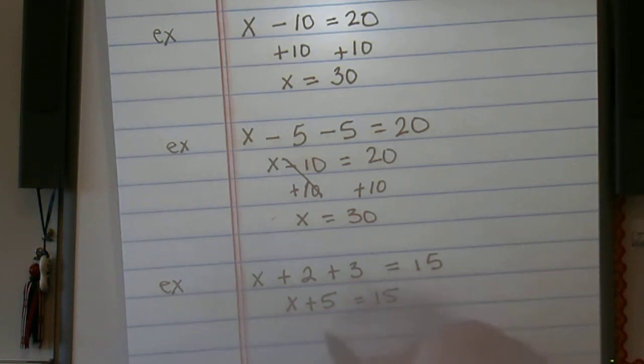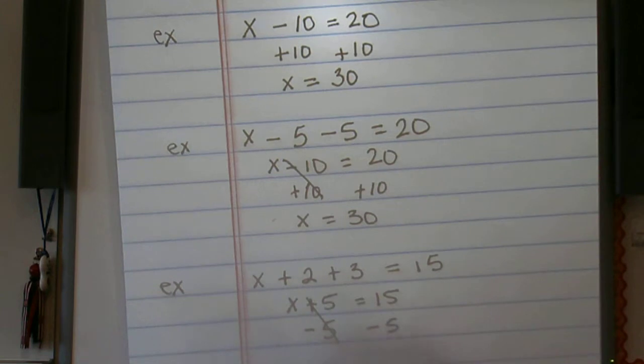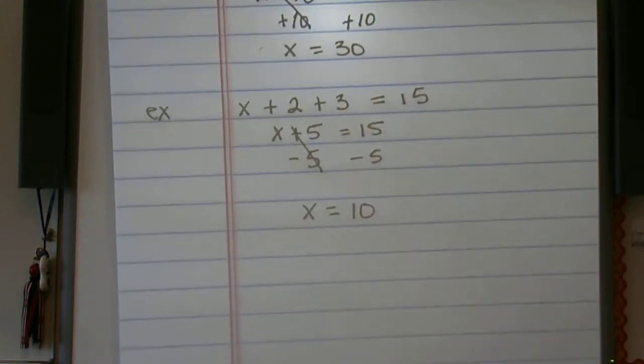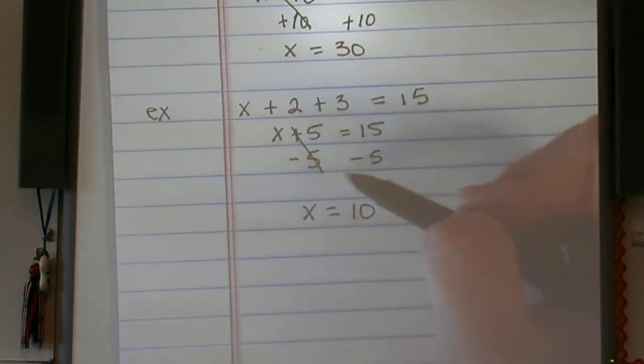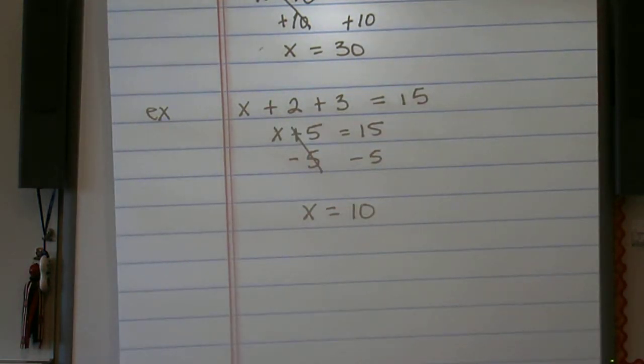And now I want to isolate my variable, so I'm going to subtract 5 from both sides. This will give me x equals 10. So notice I simplified before I isolated my variable.